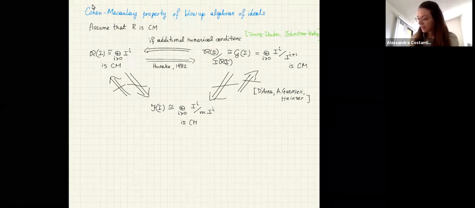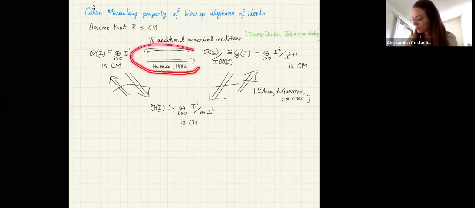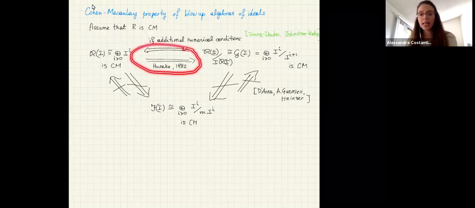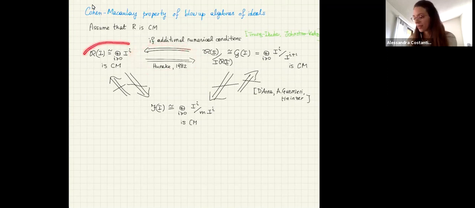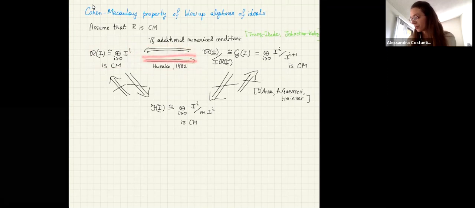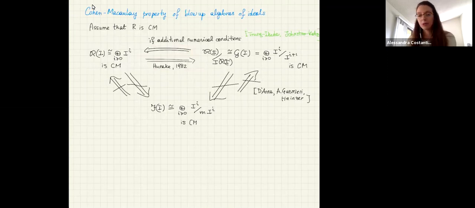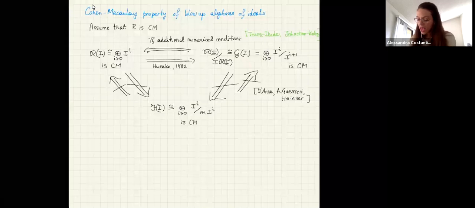And I want to emphasize a bit this part of the story. This is really telling you that in order to understand when the Rees algebra of an ideal is Cohen-Macaulay, you can transfer the problem to study the associated graded ring. And they gave rise to an incredible amount of literature. In the 80s and 90s, this was the hot topic in commutative algebra. Like half of the people working in commutative algebra were working on this.